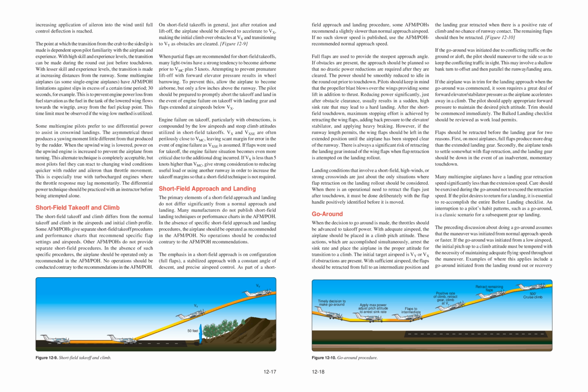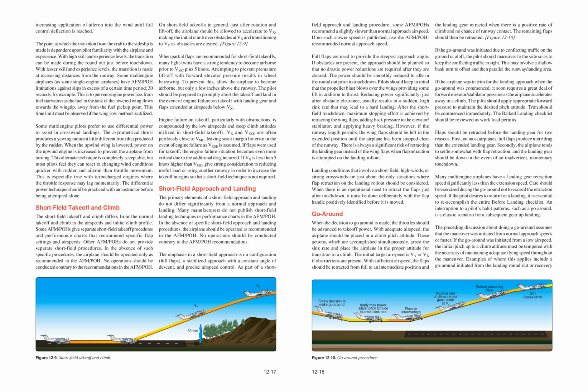Some multi-engine airplanes, as some single-engine airplanes, have AFM/POH limitations against slips in excess of a certain time period, 30 seconds, for example. This is to prevent engine power loss from fuel starvation as the fuel in the tank of the lowered wing flows towards the wingtip, away from the fuel pickup point. This time limit must be observed if the wing low method is utilized.